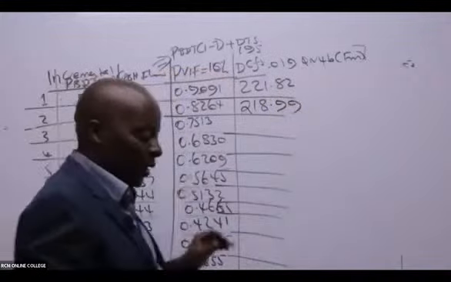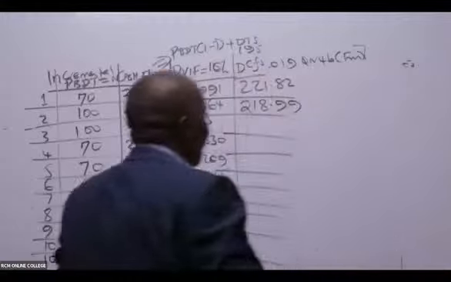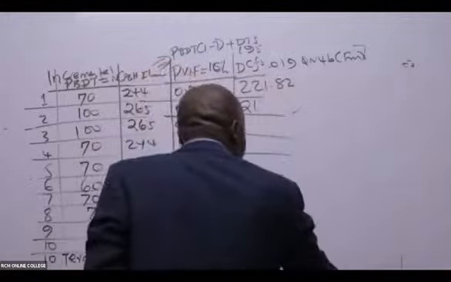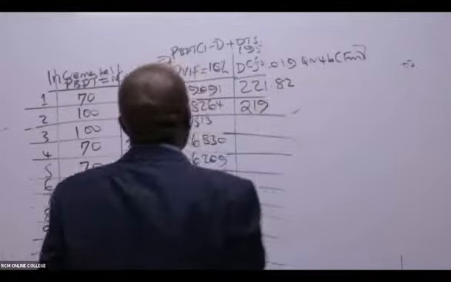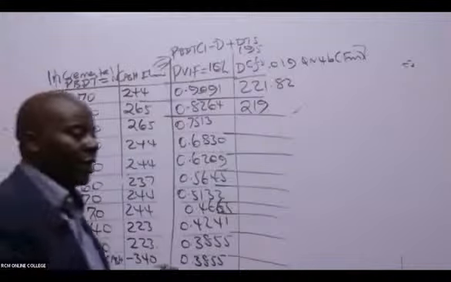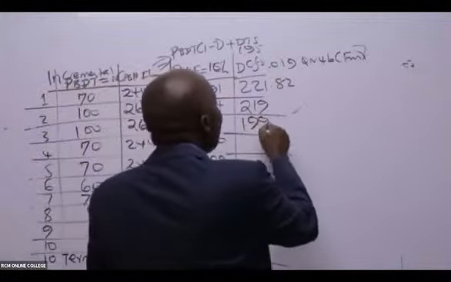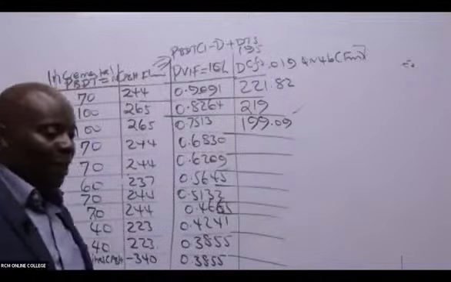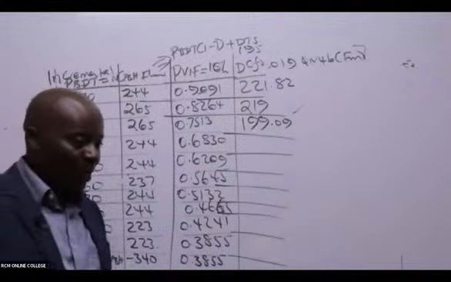They're saying it's 219, Mwalimu. It should be 219. Then you go to year number 3. Year number 3, we have 199.09. Then we go to year number 4. Year number 4, what do we have?